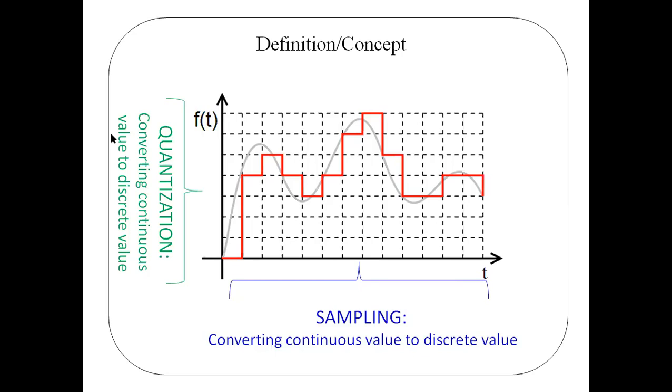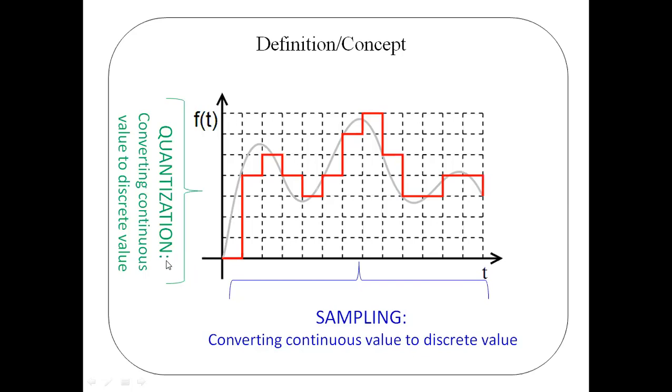Back to this slide. We are going to sample the signal according to a certain rule, a sampling theorem rule. Once we have selected the sampling point, we have to quantize it. This is where the quantization process takes place. Quantization basically is a process of converting a continuous value to a discrete value.